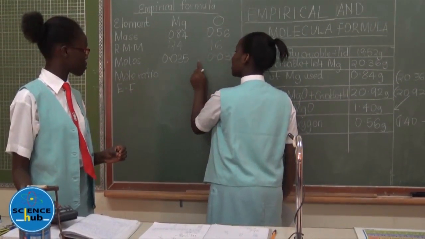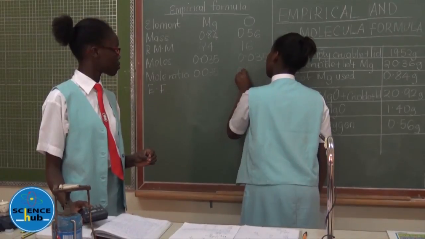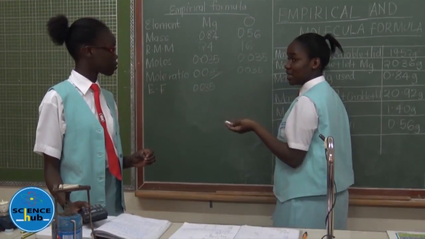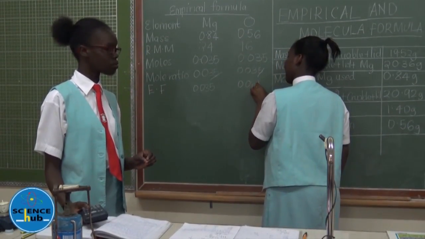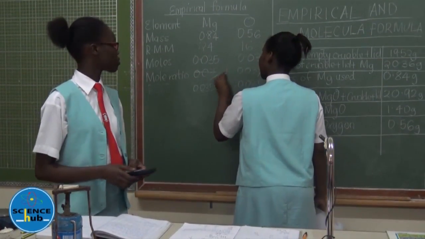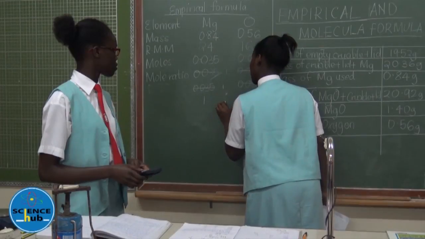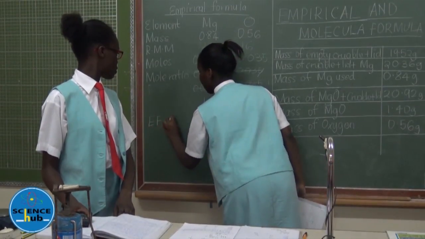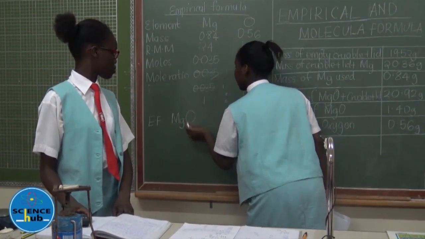The mole ratio is obtained by dividing the number of moles by the smallest number you got when you calculated the moles. So, we shall divide by 0.035. In our case, the numbers are the same, so we just divide by 0.035. Dividing this, all is 1. So the mole ratio is 1:1. From this, we derive the empirical formula of magnesium oxide, which is Mg1, that is only 1, and O for oxygen, which is also 1.